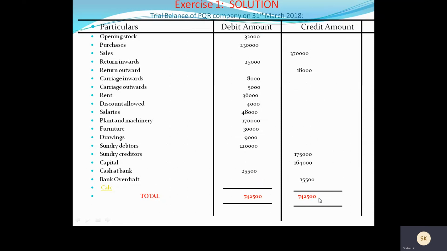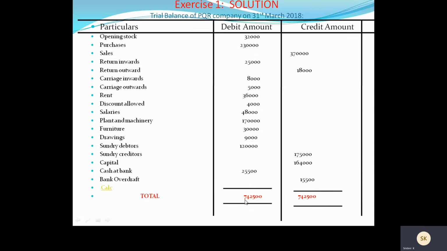So we have recorded all the items that were given in the problem, but still if a difference is there, then you write here suspense. Below this bank overdraft, you write suspense, because we don't know what the missing amount is related to. Okay, so if the debit amount column is less, you show that difference amount in the debit amount column. If the credit amount column is less, then you show that amount in the credit amount column.